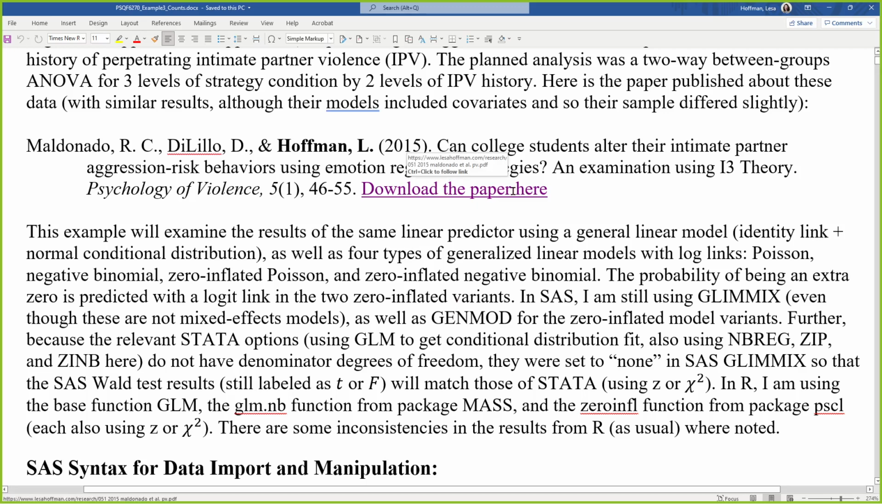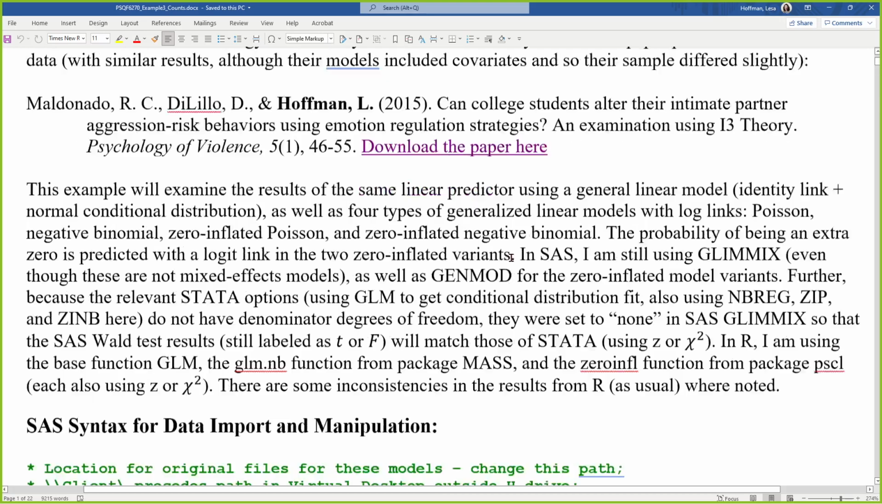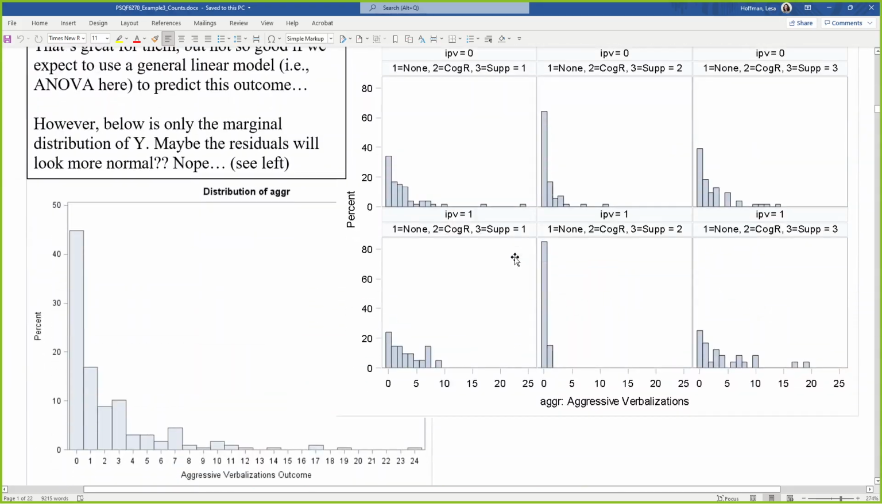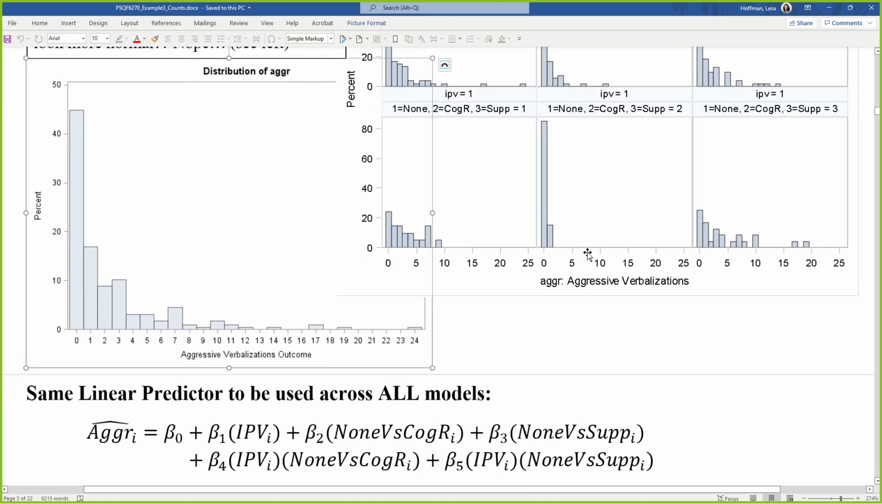You can read the original paper here. The data in that paper are slightly different because they had added some covariates to make reviewer 3 happy, and so the sample size is a little different, but the story is basically the same. So let me show you the picture before I go into the coding here. That's the distribution of their outcome for this analysis. It's aggressive verbalizations. Essentially, the number of mean things they said while listening to these scenarios that were designed to upset them. So somebody came up with 24 mean things to say.